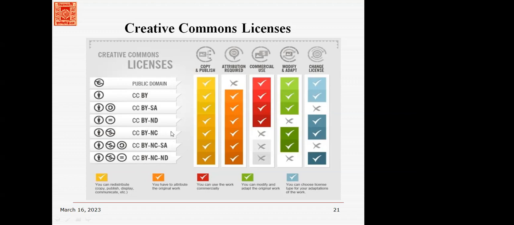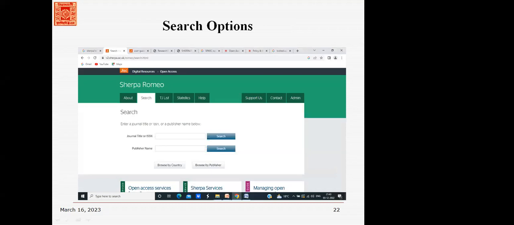All these licenses are for open access documents. Open access document means we can access it, we can share it. In all cases, you will find a tick mark, that is, it is allowed. For other parameters, somewhere we will find a tick mark, or somewhere a cross mark. So these are the Creative Commons licenses. Now, I would like to move to the online demonstration to see Sherpa Romeo on its own platform.